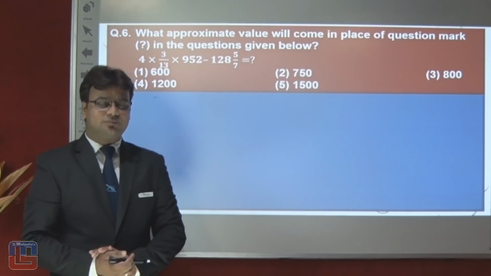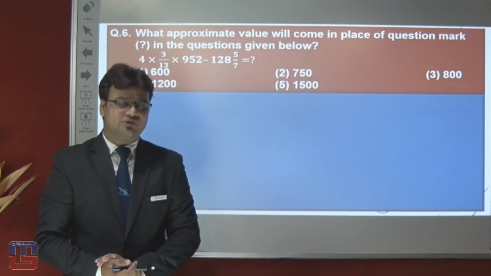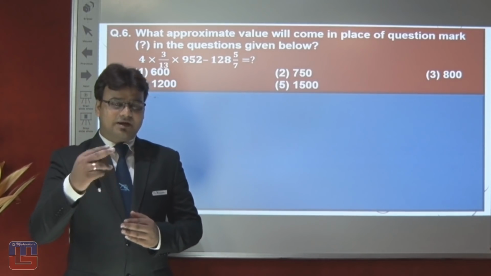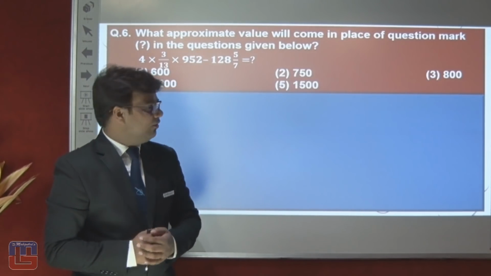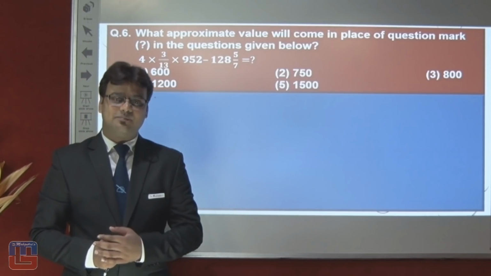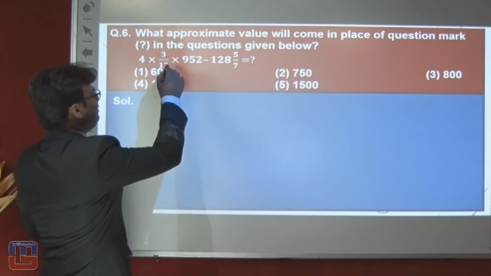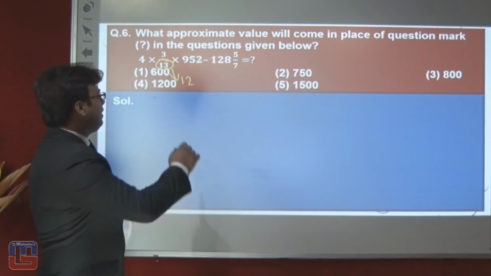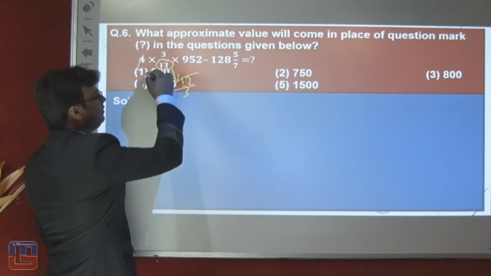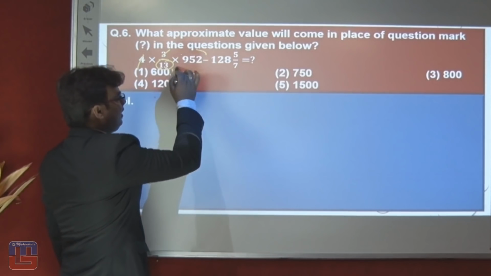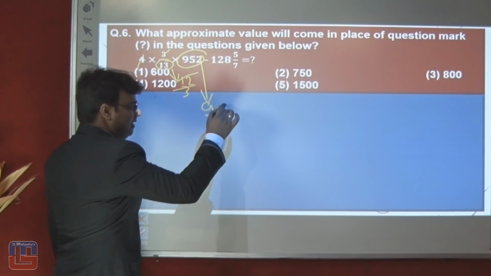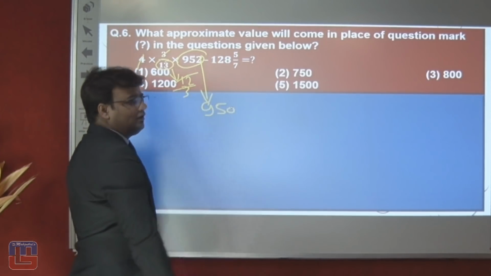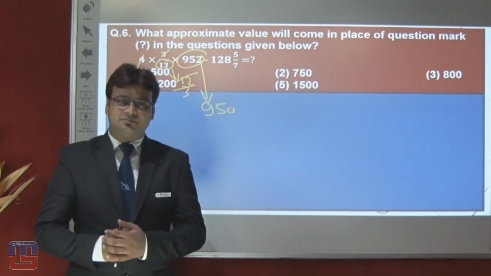This question is also based on approximation. See the question is 4 into 3 by 13 into 952 minus 128 whole 5 by 7. In place of 13, for approximation we use 12 here. Then we get 4 3s are 12, 3 3s are cancelled. Then here the rest is only 952. In 952 we write 950. Similarly 128 whole 5 by 7.